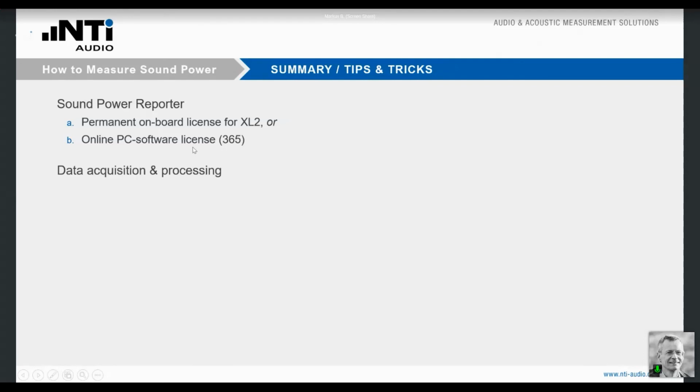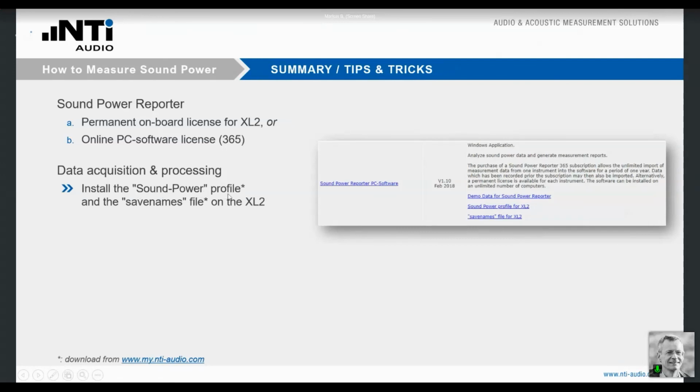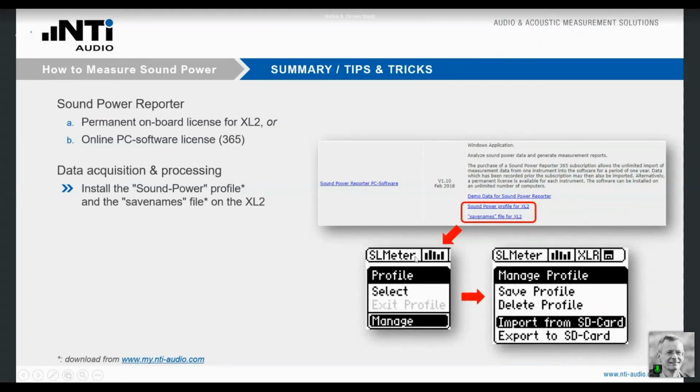Then when we talk about data acquisition and processing, you remember I was talking about this sound power profile. Actually, there are two files which you need to install on the XL2 in order to have this guided procedure. And for that purpose, you need to register under myNTIaudio.com. And when you enter there, you will find this paragraph here, Sound Power Reporter software. And here you will find the Sound Power profile and this Save Names file, both free for download to your PC. And as soon as you have downloaded these files, copy them to the SD card of your XL2. And the last thing you have to do is to enter the profile mode on the XL2, click on Manage, and then on Import from SD card. This will let the XL2 import and apply this profile in the internal memory.